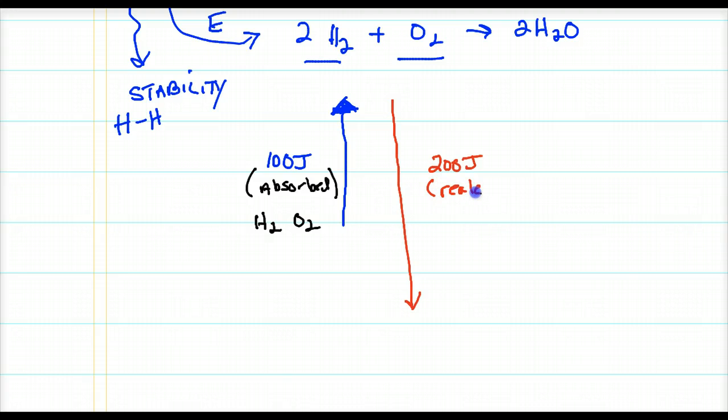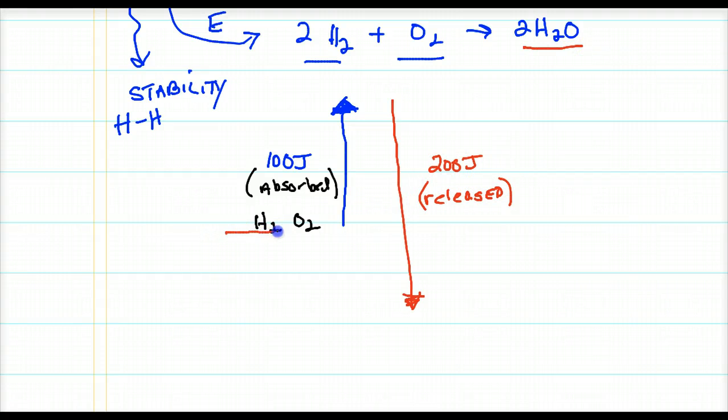Notice I'm going down. Energy is going down. Notice I can't spell released. All right, so energy is released. So my friends in chemistry, it took this amount of energy to break these bonds. And then when they reformed to make a very stable compound, in this case, 200 joules was released.